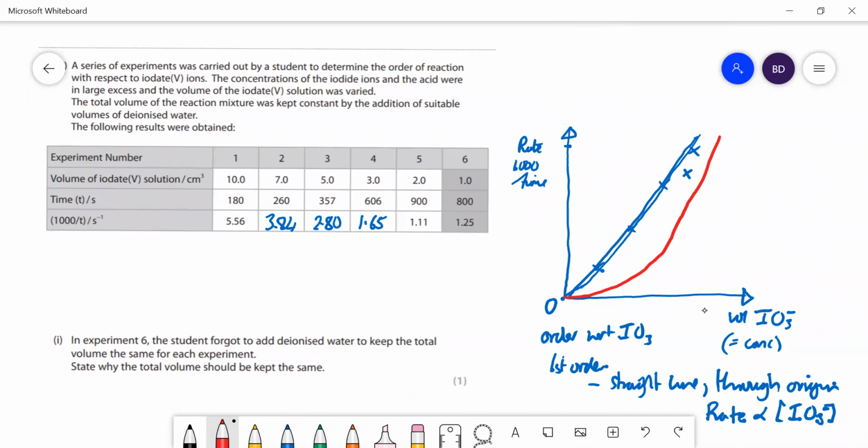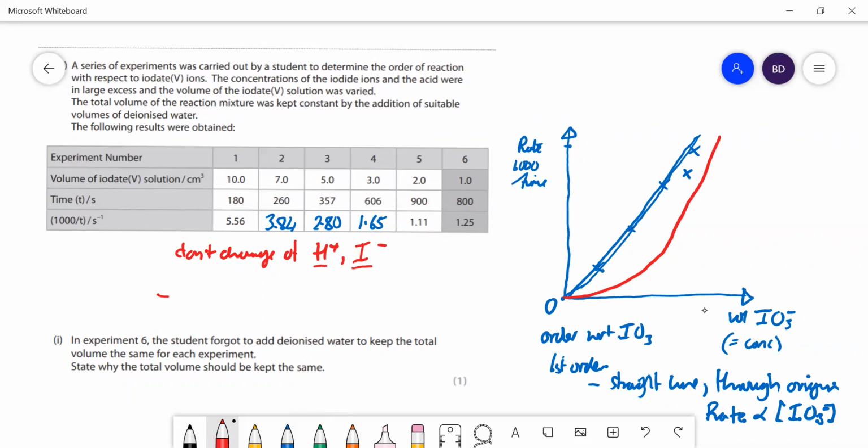Okay, in experiment 6, the student forgot to add deionized water to keep the total volume the same for each experiment. Why should the total volume be kept the same? Right. This is so that, well, there's two reasons. One, really, so that you don't change the concentration of H+ and I-, so that you're only investigating the effect of the iodate. But they did say they were both in large excess, so that might not have so much of an effect.